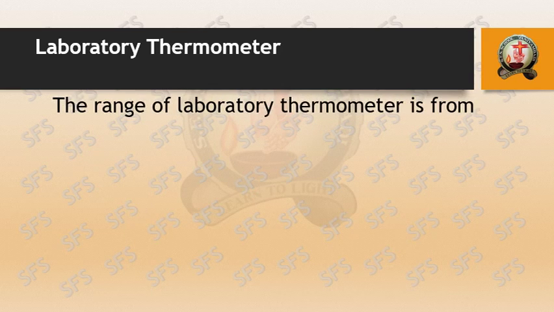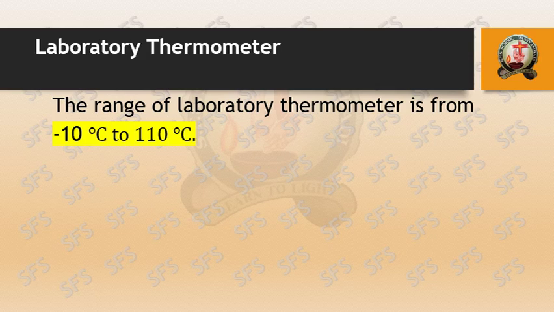Now the range of a laboratory thermometer is from minus 10 degrees Celsius to 110 degrees Celsius. As I said, every thermometer must have a range, right? A clinical thermometer has a specific range, from 35 degrees to 42 degrees only. Why? Because our body temperature ranges only within that particular range of values.